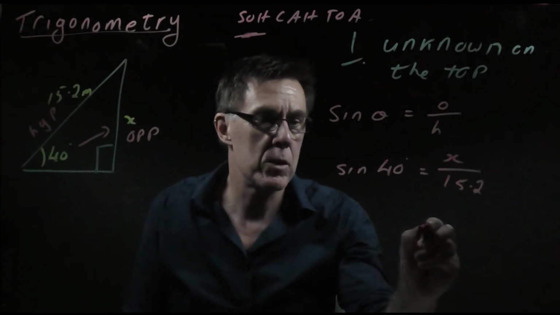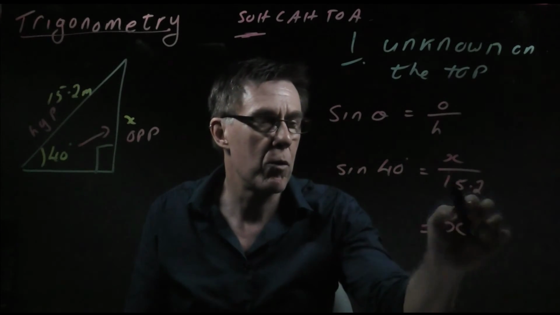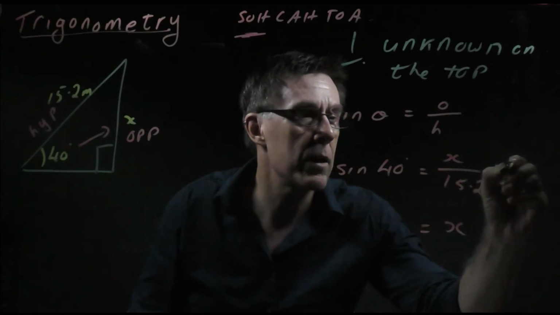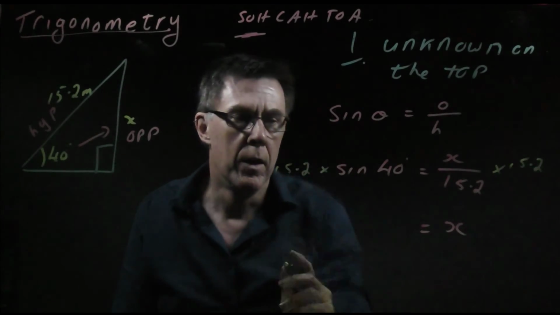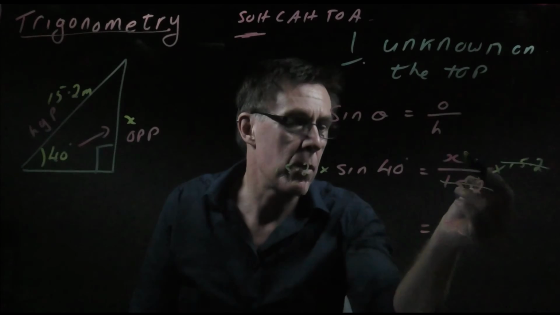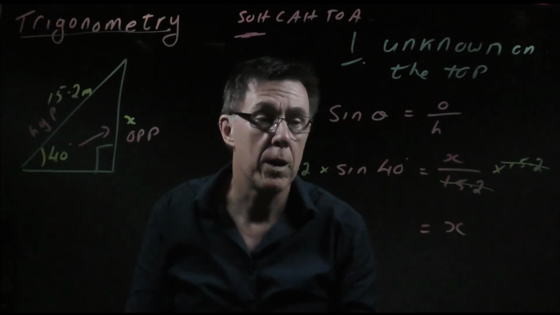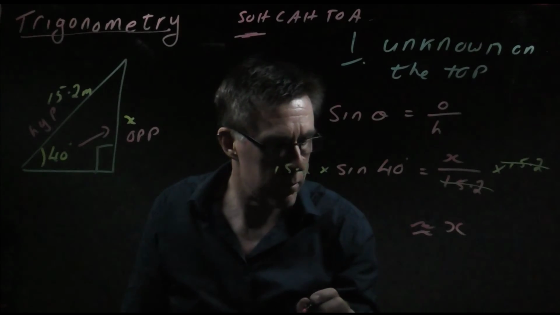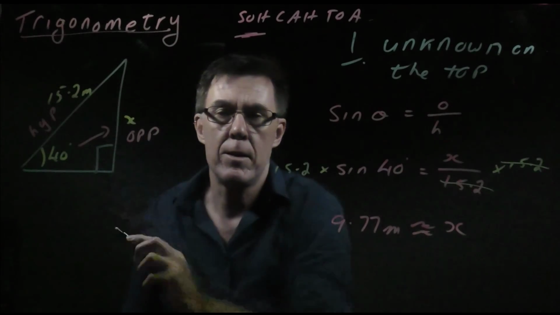So what I want to do now is isolate the unknown on its own. Currently, I'm dividing through by 15.2. To undo that, I need to multiply the right hand side by 15.2, and therefore I'm going to have to multiply the left hand side by 15.2. The multiply and the divide cancel each other out to leave me the unknown, and then I have 15.2 lots of sine of 40, which is going to be my answer, and that comes to approximately 9.77 meters, and that is the length of my unknown.